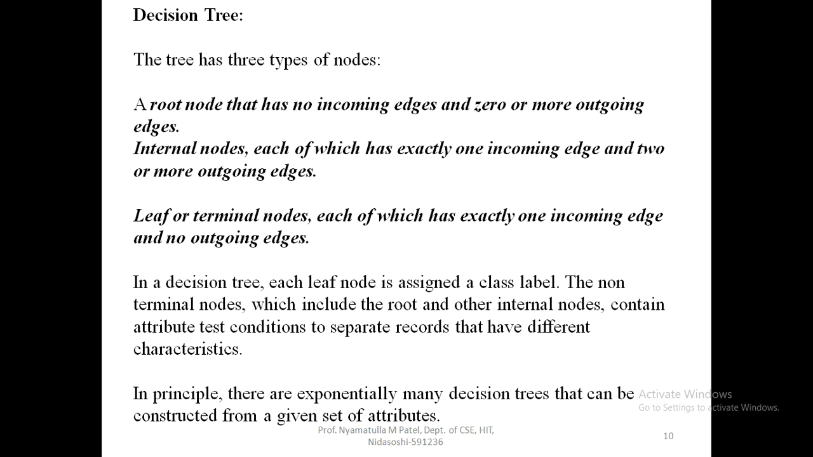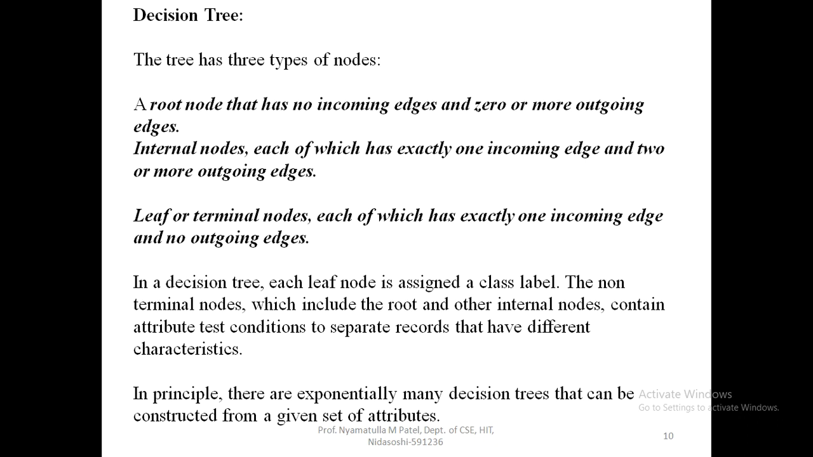Then leaf or terminal nodes, that is the end of the decision tree. Leaf or terminal nodes, each of which has exactly one incoming edge and no outgoing edge. That is the end. The leaf node will give you the class, and internal nodes will give you a decision about which direction I need to move the particular object. So leaf nodes tell you to which class a particular object belongs. So in a decision tree, each leaf node is assigned a class label. That is what I was saying: leaf or terminal nodes will give you exactly a class label.